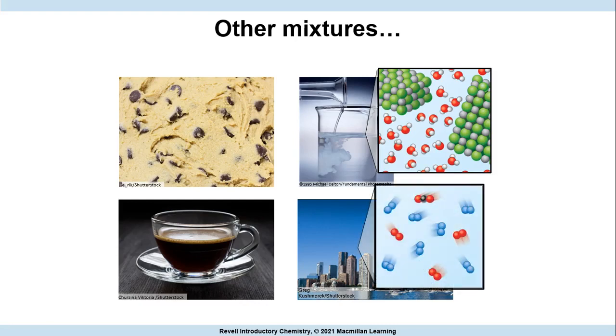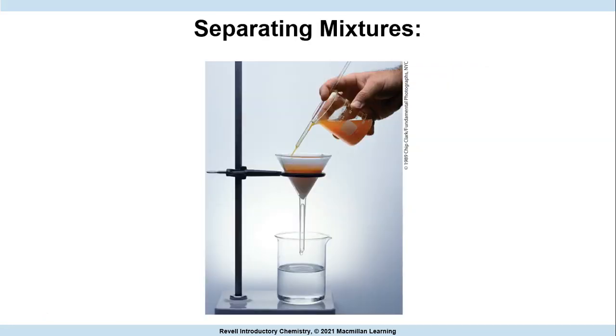So air, for example, is a homogeneous mixture because in air we have nitrogen and oxygen, and we have some other gases that are in small proportion. Air is mostly made up of nitrogen, about 78%, and oxygen, about 21%. So that is a homogeneous mixture.